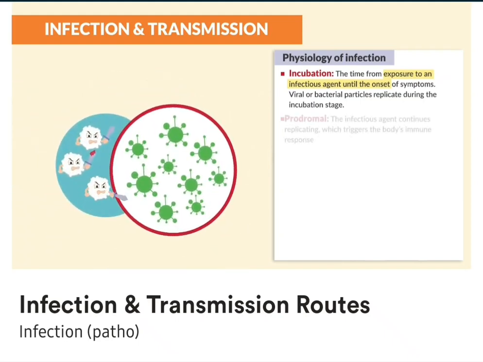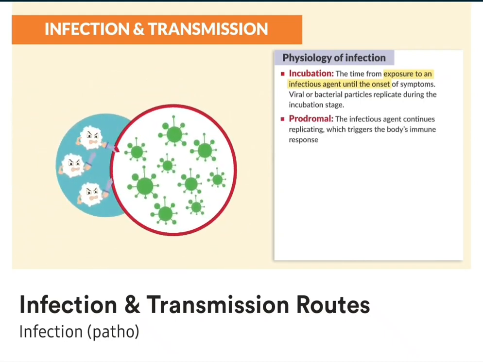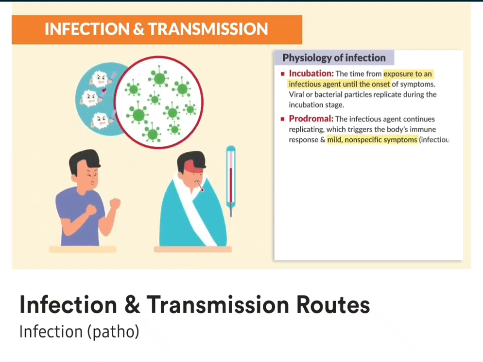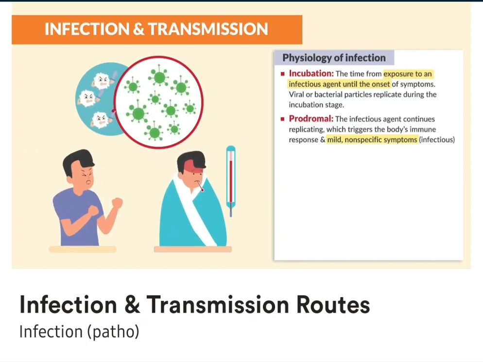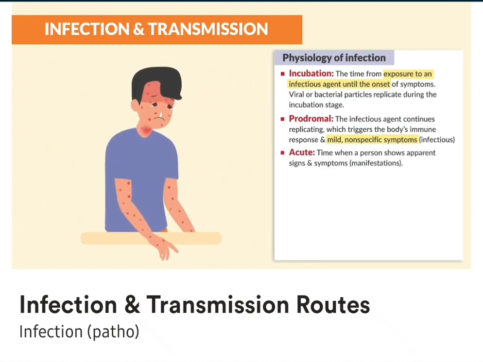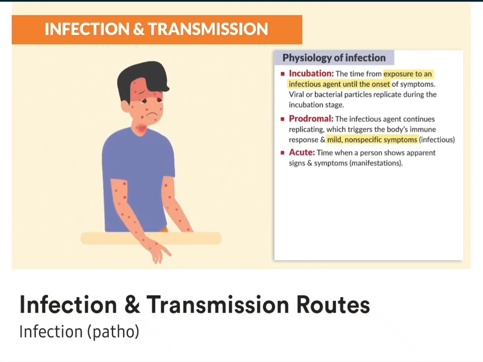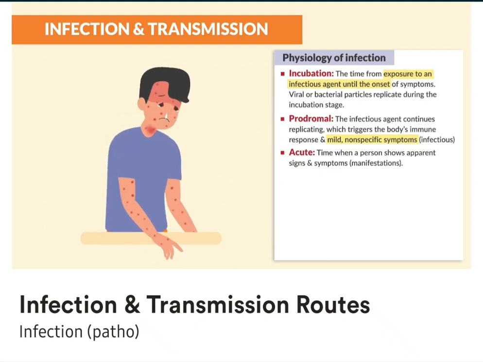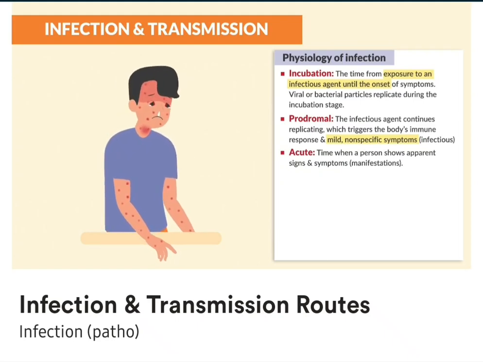The next key term is prodromal. The infection agent continues replicating, which triggers the body's immune response, and mild and nonspecific symptoms occur. This is the infectious stage. Now, the third key term is acute. This is the time when the person shows apparent or major signs and symptoms, also known as manifestations.